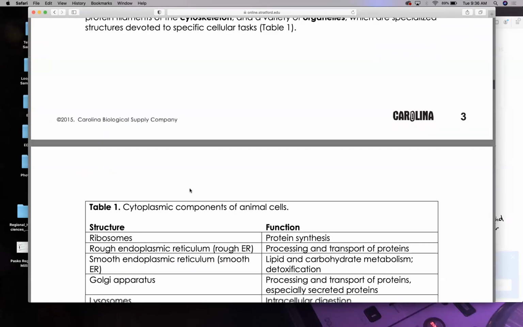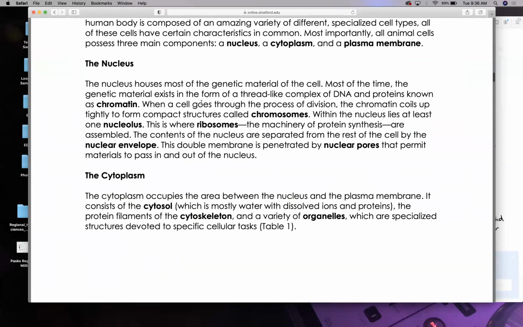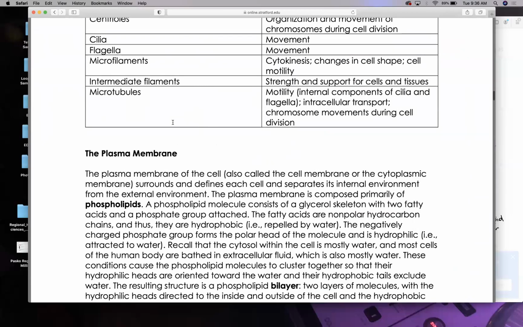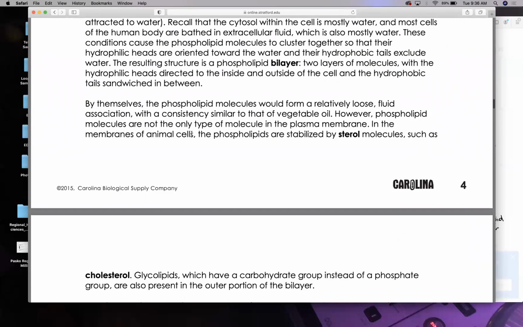There's some quick notes here, and there's a lot of what I was talking about all in here. Nice chart. Phospholipid bilayer, right?